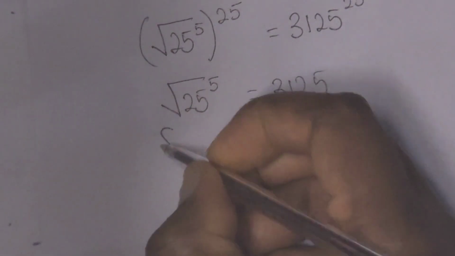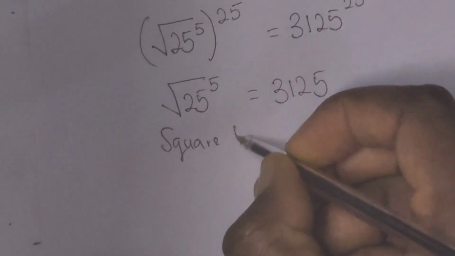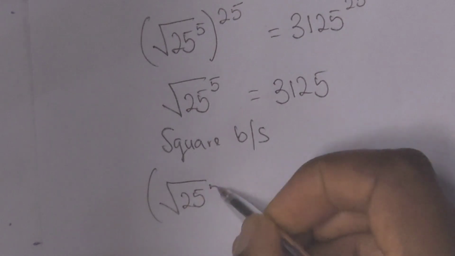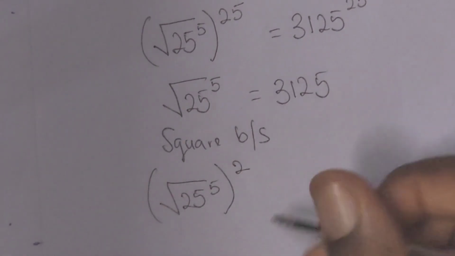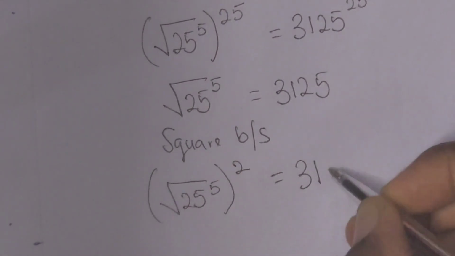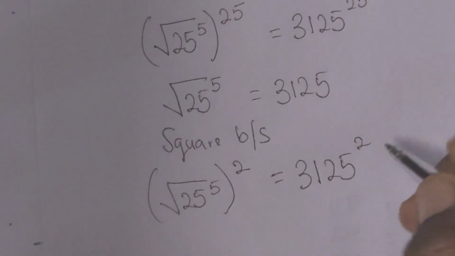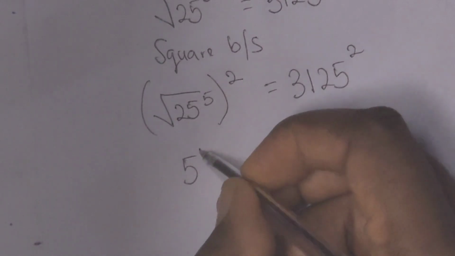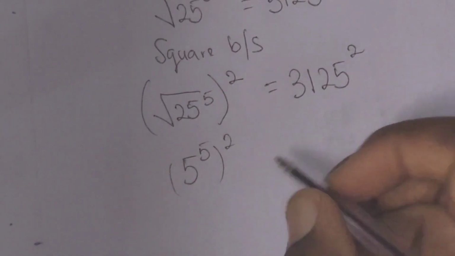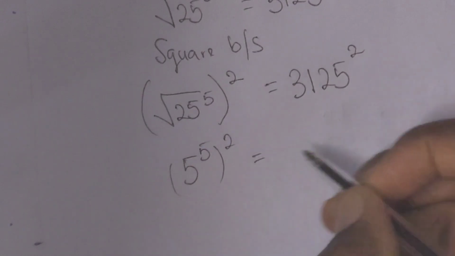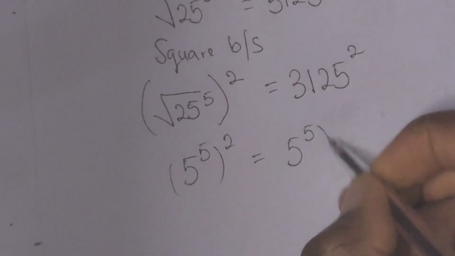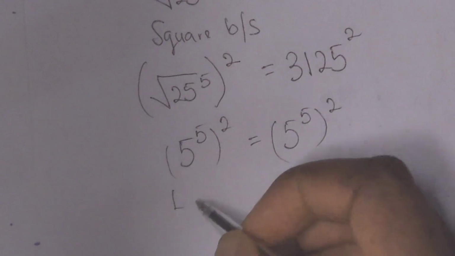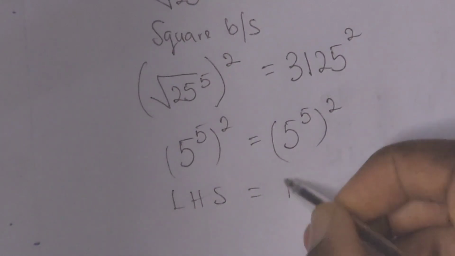So from here we square both sides to have root 25, all to the power of 5, further raised to the power of 2, to be equal to 3125 to the power of 2. So from here we have 5 to the power of 5 further raised to the power of 2 to be equal to 5 to the power of 5 further raised to the power of 2. So from here we conclude that the left hand side is equal to the right hand side.